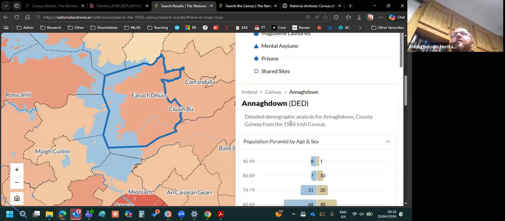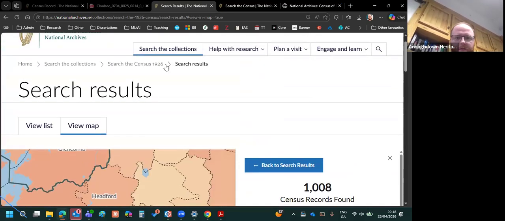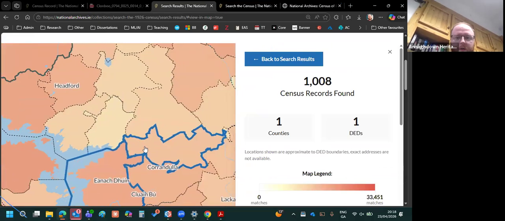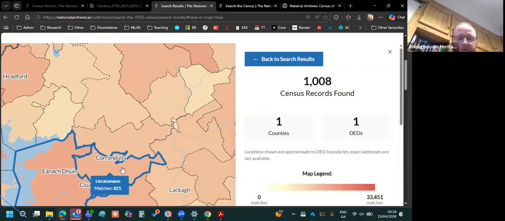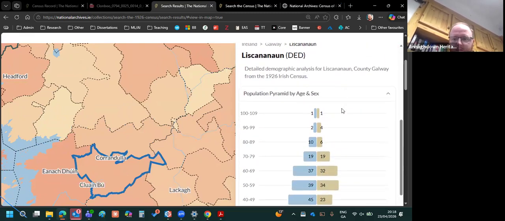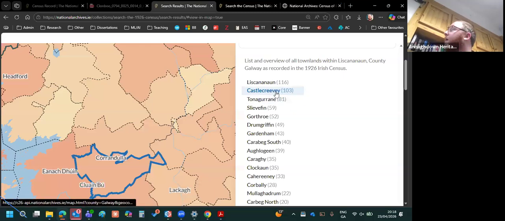Anyone else encountered problems? Here's a preview of the list of townlands. So Castlecreevy is in the Scannon electoral division. If we go into the Scannon, hopefully it's here. Townlands. So here it is. And again, it's spelt there with an extra E, so it wouldn't come up if you spelt it the standard way in the search form.